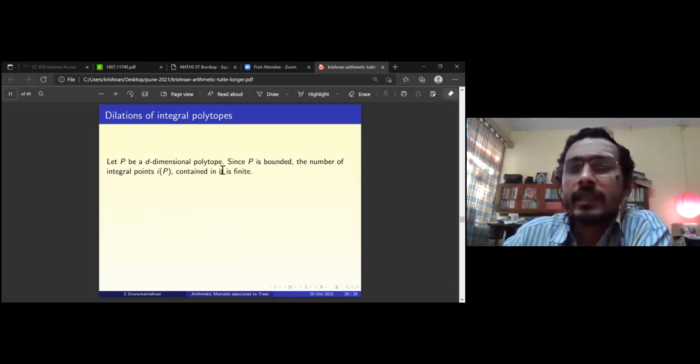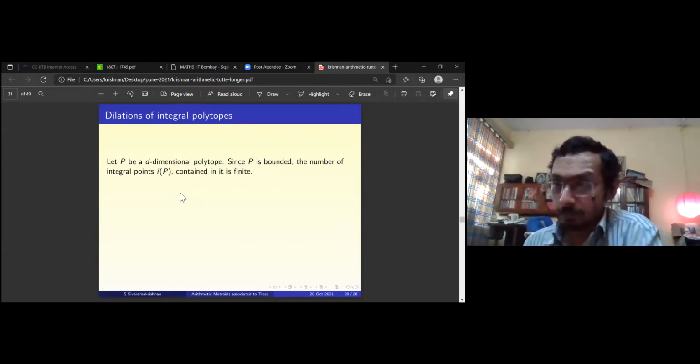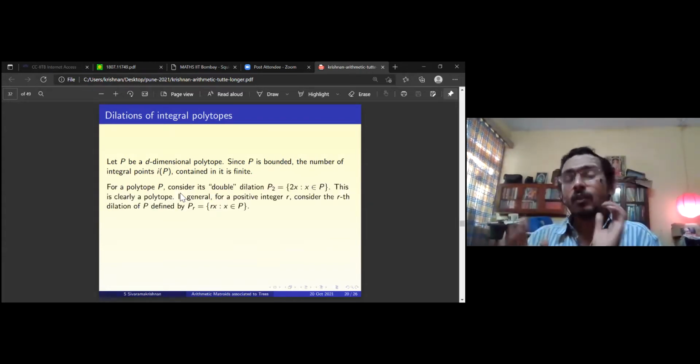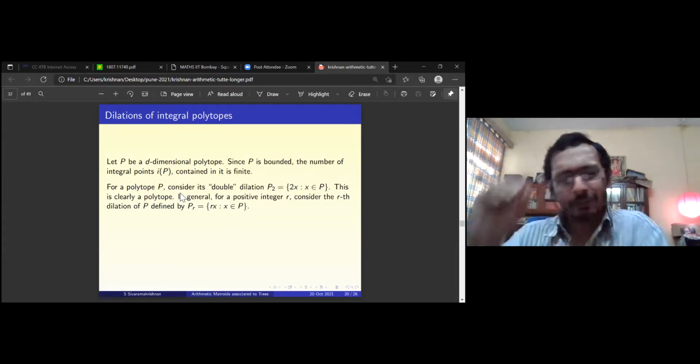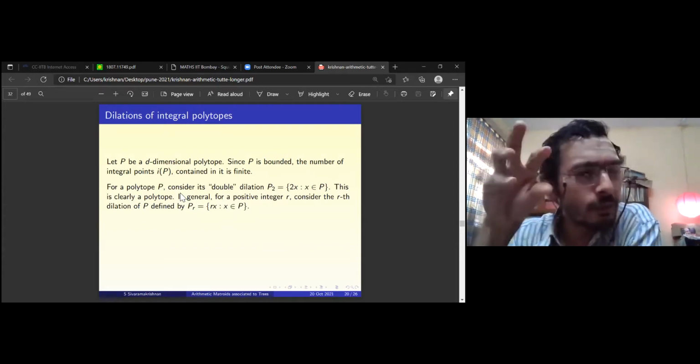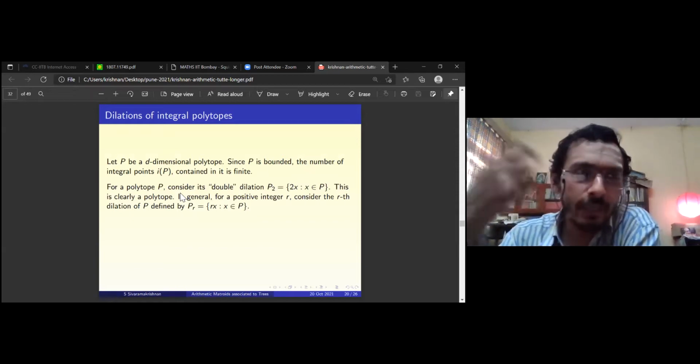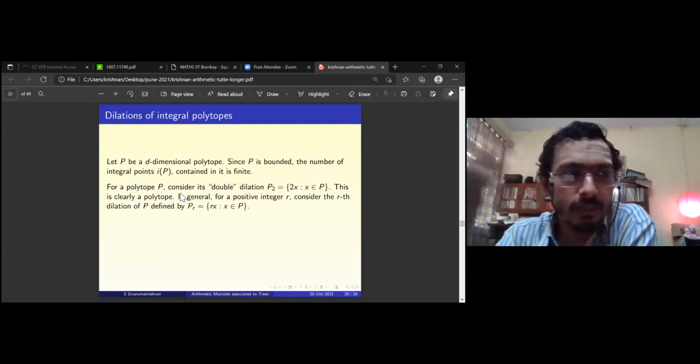If P is a d-dimensional polytope, meaning it's bounded, then the number of integer points contained in it is finite, because the polytope itself is bounded. In combinatorics, we don't just ask how many. If you ask how many integer points there are, you will get a single number as an answer. So we generally want to have a lot of questions answered in one go.